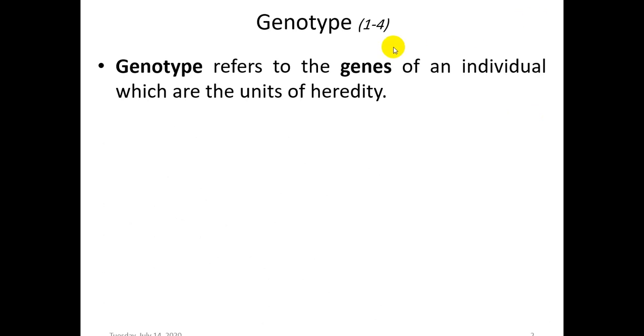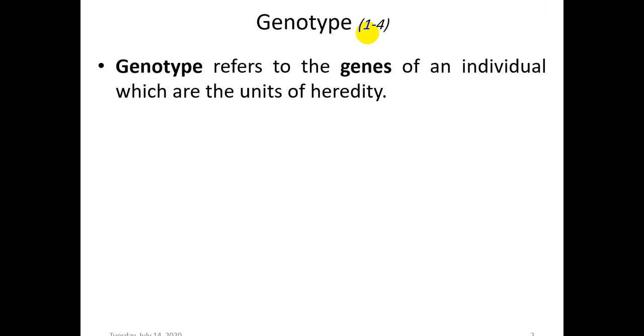You see, when I write something like this, for example 1 to 4, that means there are 4 slides on genotype, and this is the first one. The next one will be number 2, 3, and 4. So this topic of genotype is in 4 slides related to each other.